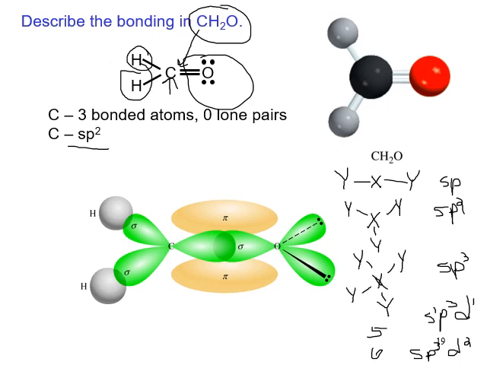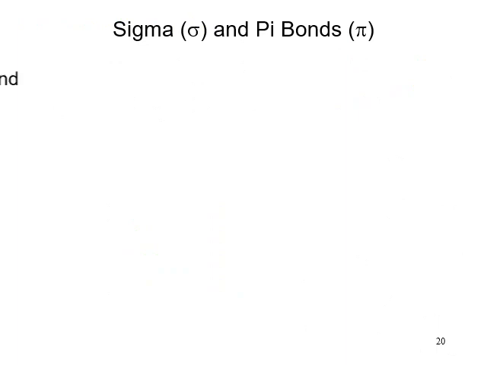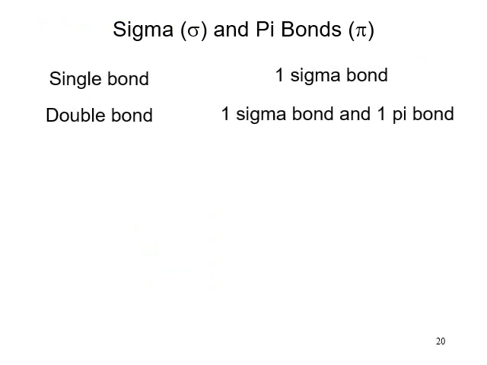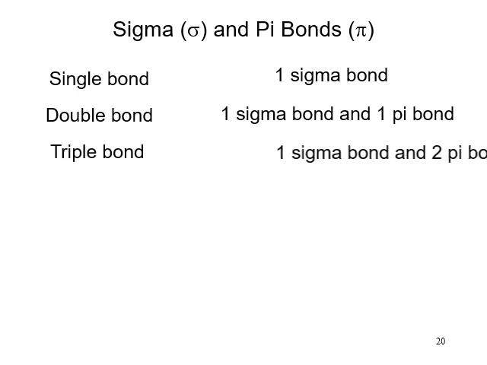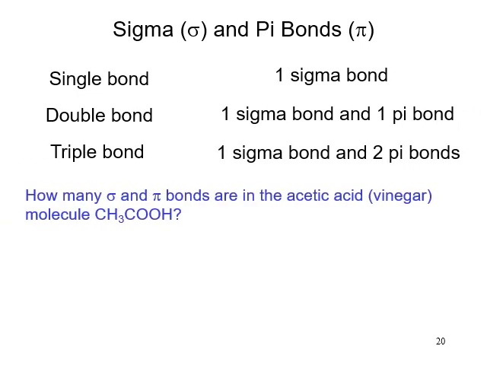And I want you to notice here that this oxygen is sp2 hybridized also, as well as this carbon atom down here. And that's where you get this trigonal planar shape, and then you have a double bond between the carbon and the oxygen, 1 pi bond here. So again, with these sigma and pi bonds, a single bond is 1 sigma bond, a double bond is a sigma and a pi, and a triple is 1 sigma and 2 pi bonds.